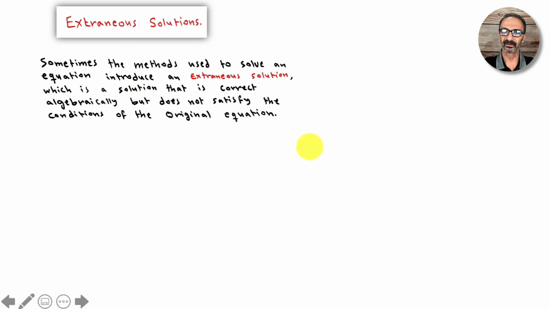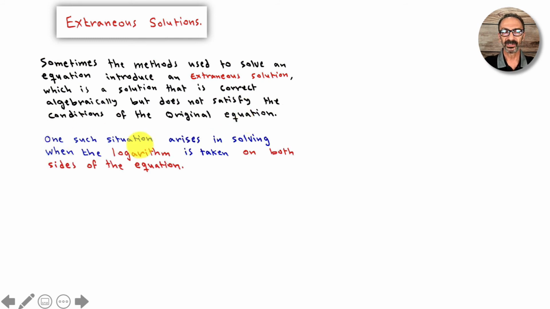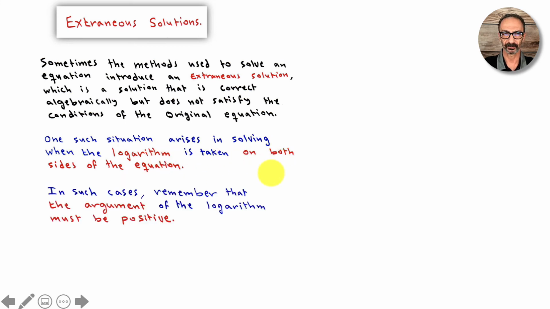So let's read this quickly and see some examples. Sometimes the methods used to solve an equation introduce extraneous solutions, which is a solution that is correct algebraically. It looks like everything is correct in the steps, but does not satisfy the conditions of the original equation if you check the number back in the original equation. One such situation arises when the logarithm is taken on both sides of the equation. In such cases, you have to check the restricted domain. I'll show you that in the coming example.